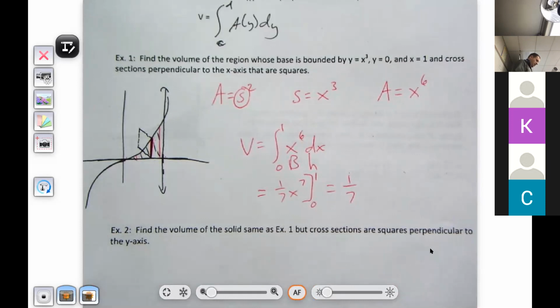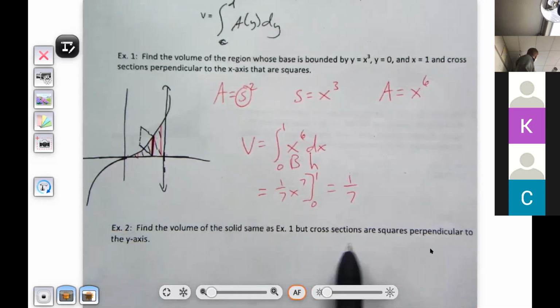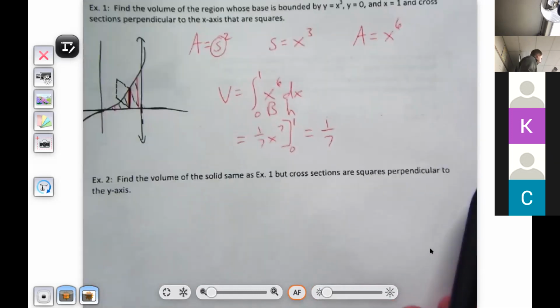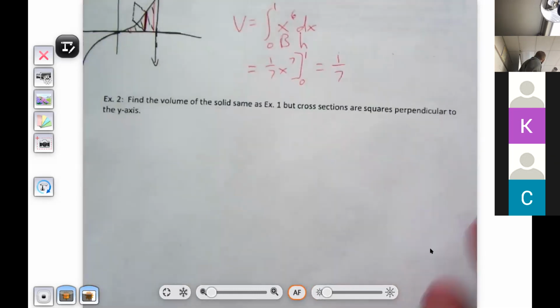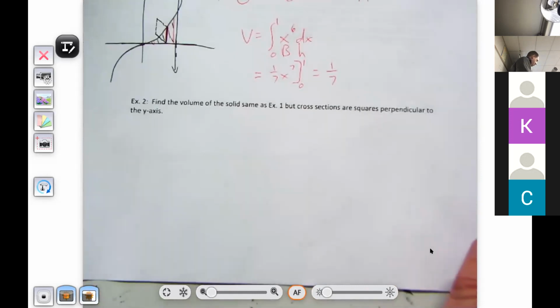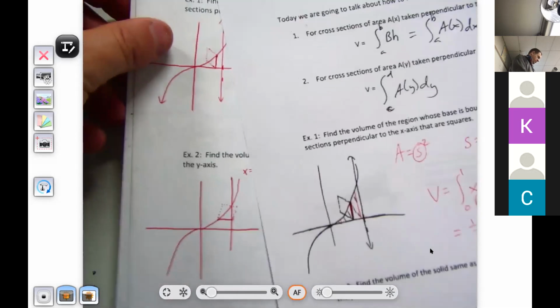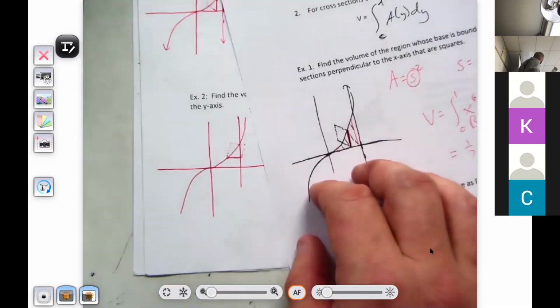Next, all right. Find the volume of the same solid as example 1, but now those squares are going to be perpendicular to the y-axis. So I'm going to redraw that region. So I'm just going to show you what I did. So it's the same region.